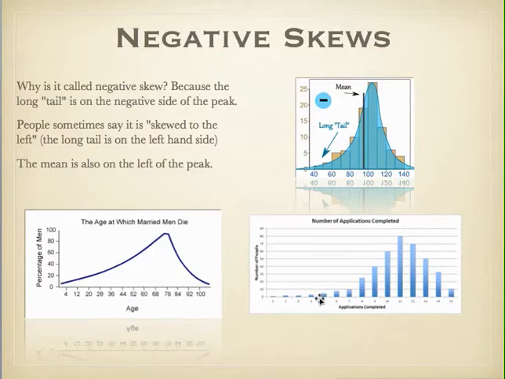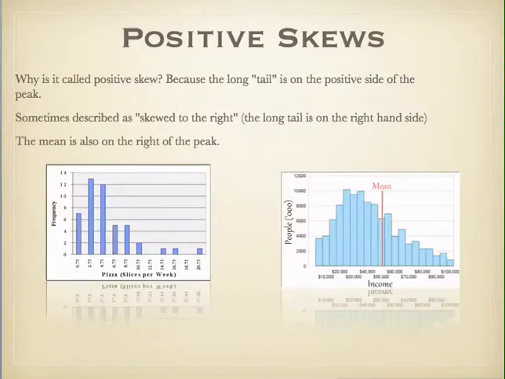Here's another example of a job that was opened and the number of applicants who completed the whole application process. These are negatively skewed scales. We already gave you a positively skewed scale. This is another example of how many slices of pizza students eat, right around here, and positively skewed in this direction.